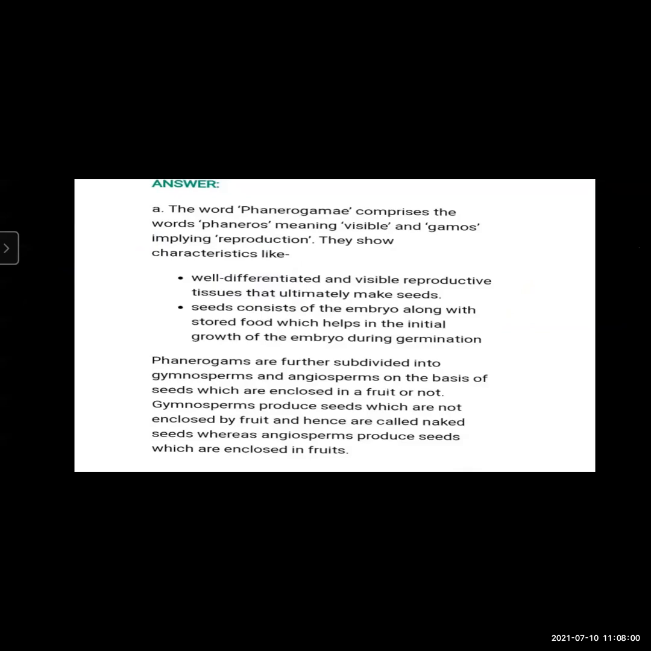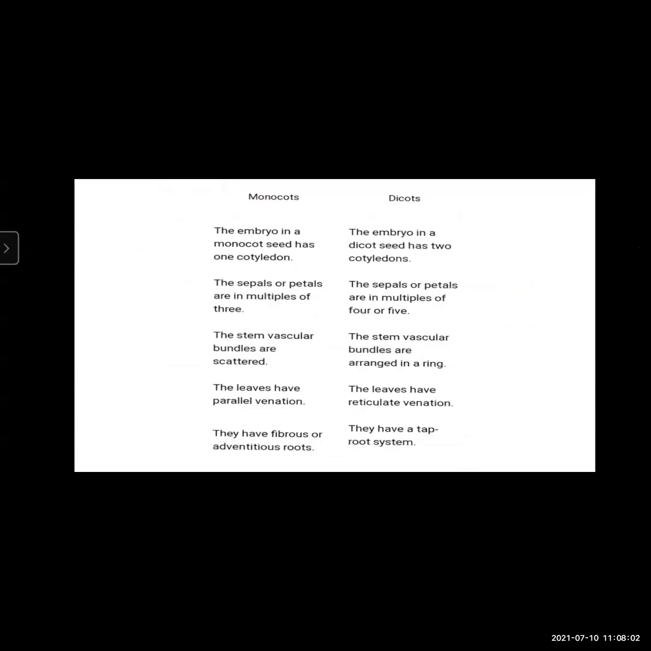Then the next is distinguish between monocots and dicots, and just now I have explained this answer. Single cotyledon, 2 cotyledons. Then about the flowers, vascular system, leaves, and the roots. So all these points should be included. You can take the screenshot of this answer if you want and underline the important points.